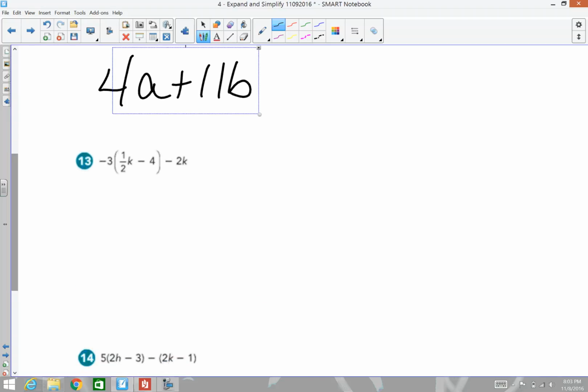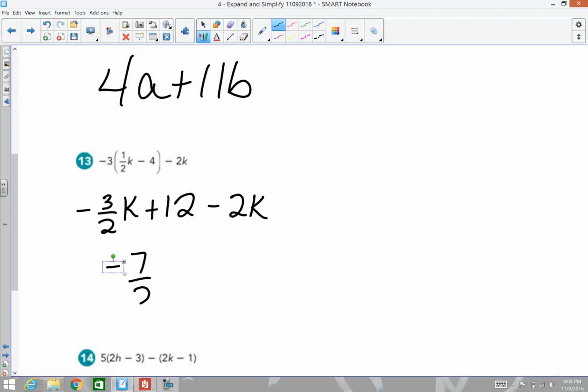For 13, a little bit trickier, a few more steps to follow. After distributing, you should have had -3 halves k plus 12 minus 2k. Your final answer should be -7 halves k plus 12. Again, keep things easy, leave it improper, don't worry about mixed numbers. Although if you did, certainly don't worry about that either.